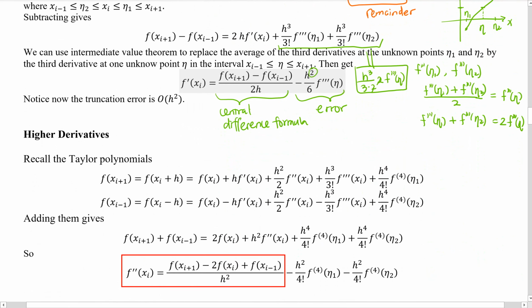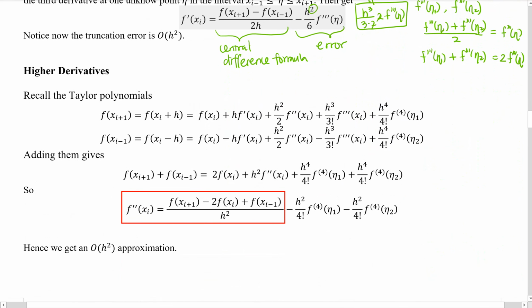Well, for higher derivatives, we're going to consider more terms in the Taylor polynomial. For example, if we want to calculate the second derivative, first we consider the Taylor polynomial, and let's keep 4 terms in the Taylor polynomial, and then here is the remainder.